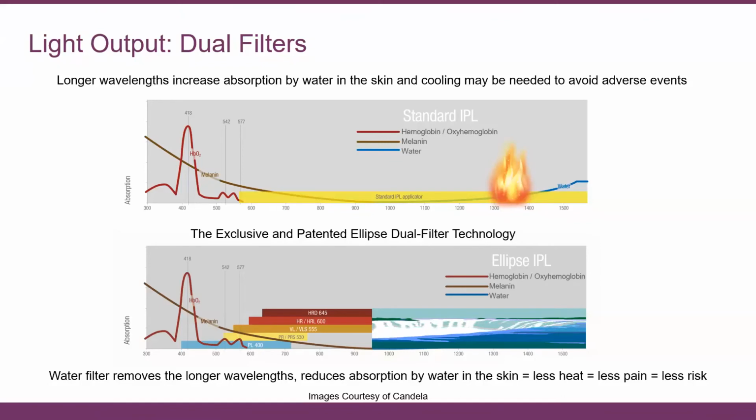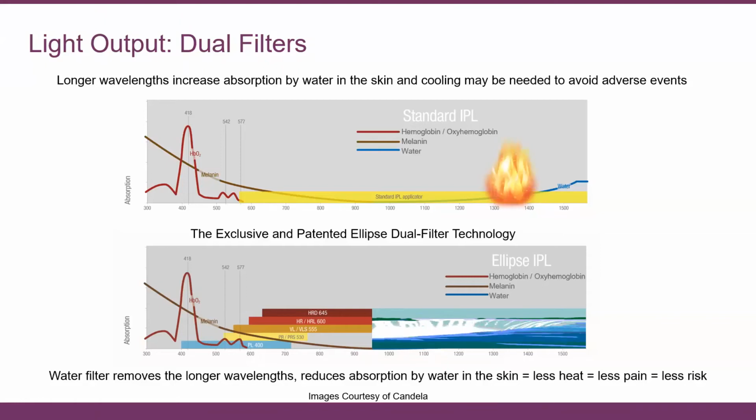Now, what you will find with a large number of IPL systems is that will be the starting wavelength. But in actual fact, that handpiece may well be emitting light right up to 1200 nanometers. So a very broad spectrum of light.